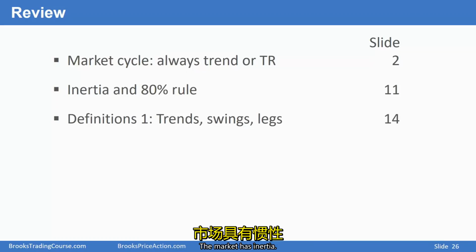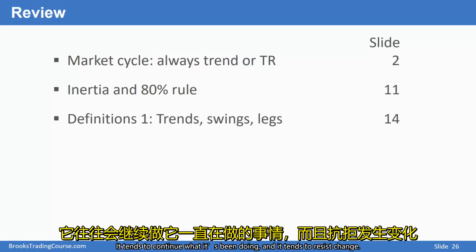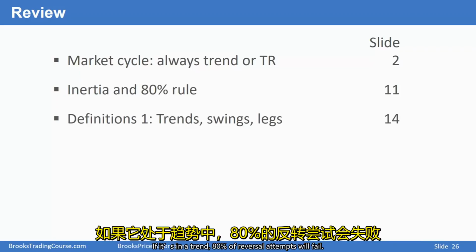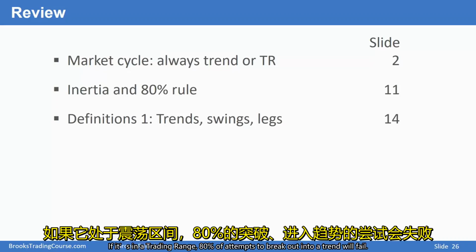The market has inertia. It tends to continue what it's been doing, and it tends to resist change. If it's in a trend, 80% of reversal attempts will fail. If it's in a trading range, 80% of attempts to break out into a trend will fail.